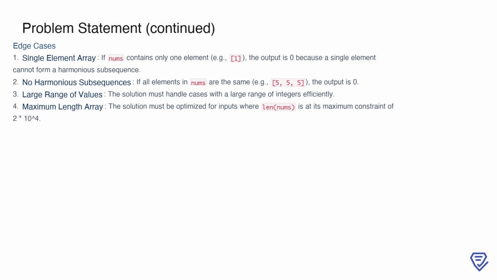Third, your solution must handle arrays with a very large range of values efficiently, ensuring that it works even when the values span from -1 billion to +1 billion. Lastly, for cases where the array length reaches its maximum constraint of 20,000, your implementation should be optimized to process the input within a reasonable time. By addressing these edge cases, you'll ensure your solution is robust and performs well across all scenarios.